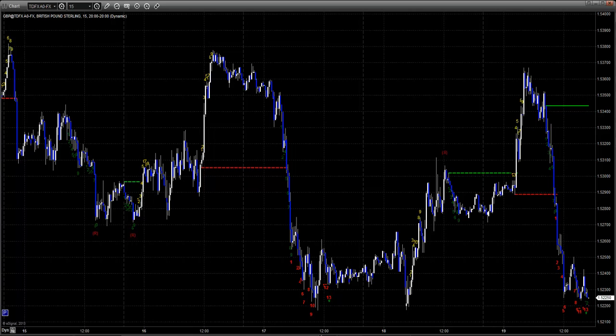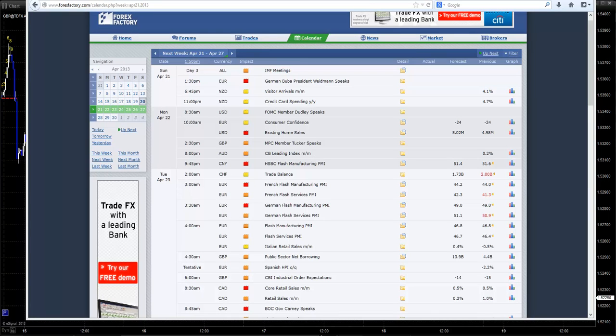Let's now take a look at the economic data coming forward for the next week so we have an idea of what to expect and what to look out for. And as usual, we'll pull up our trusty Forex Factory calendar, take a look at that. So Sunday, IMF meetings, visitor arrivals out of New Zealand.